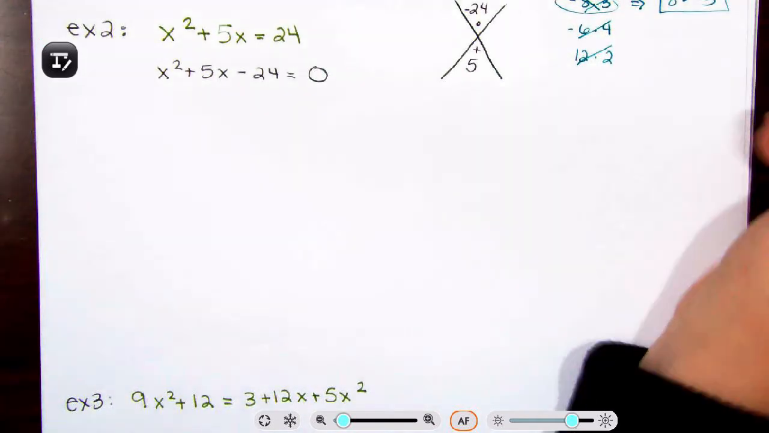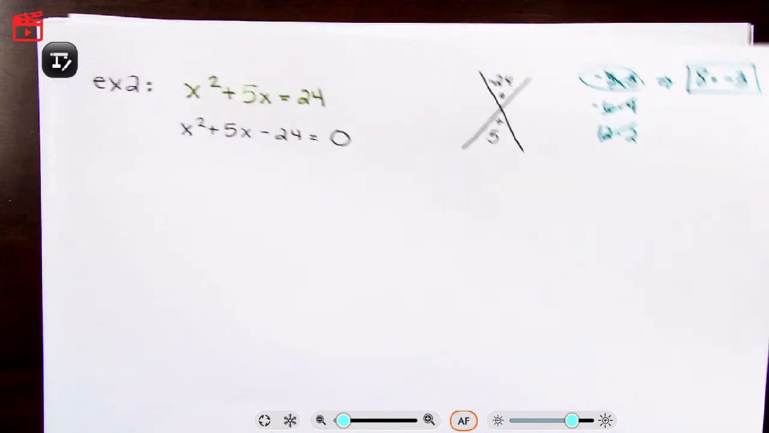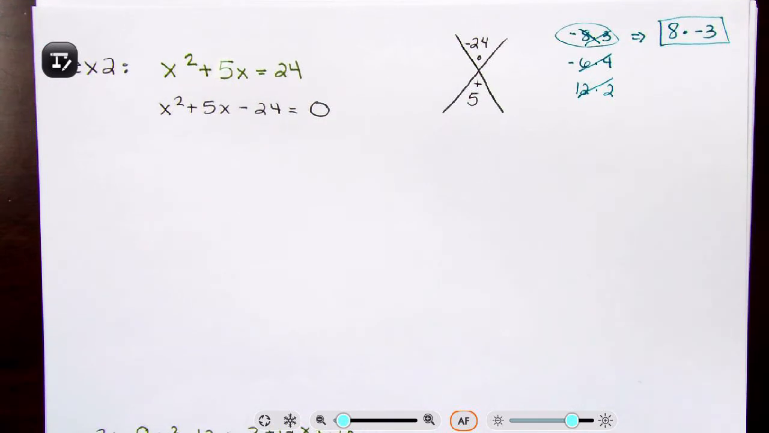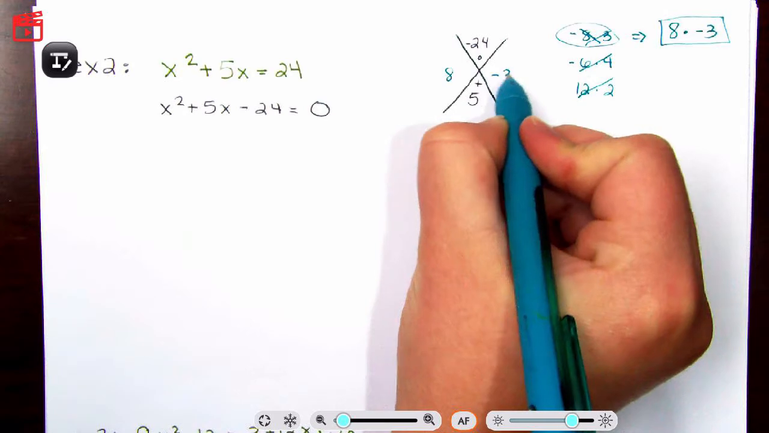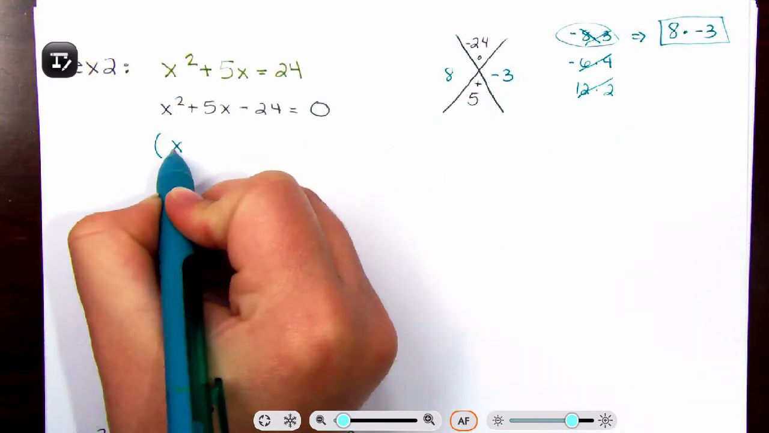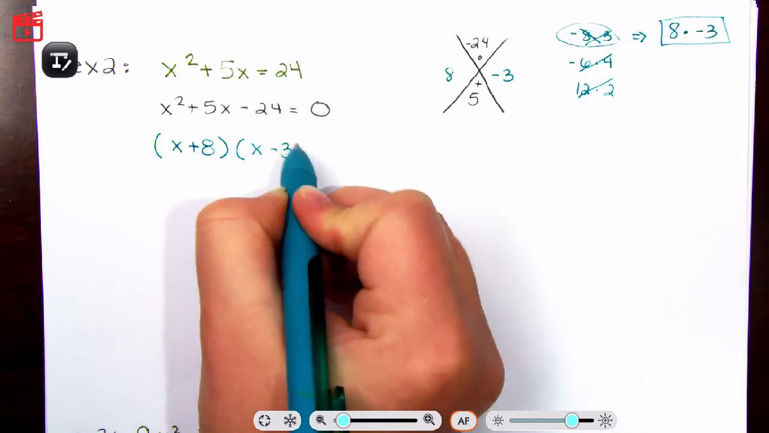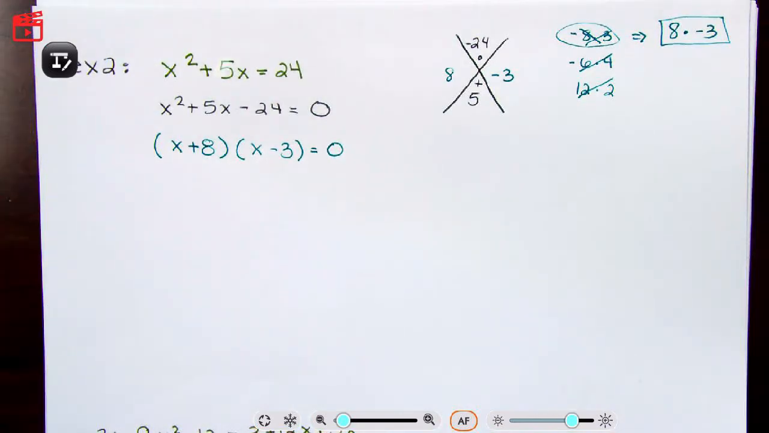8 times 3, oh, you guys can't see, I apologize. 8 times 3 is 24. However, 8 plus a negative 3 is a positive 5. So our factors here are 8 and negative 3. Bringing it over here, x plus 8 and x minus 3, still setting it equal to 0 because we have an equation. Our task is to solve for the variables.